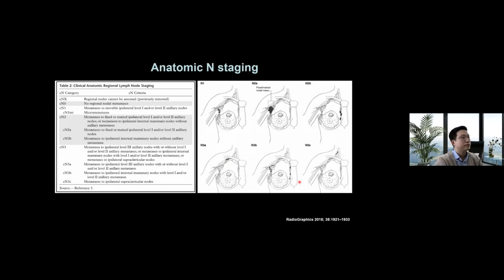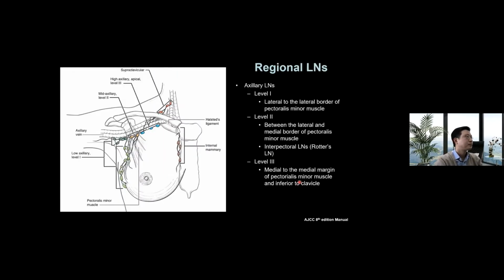So it's very important to differentiate these lymph node stations in the imaging. And the lymph node stations are described like this. The level 1 to 3 is actually very easy, much easier than the lymph node stations for lung.